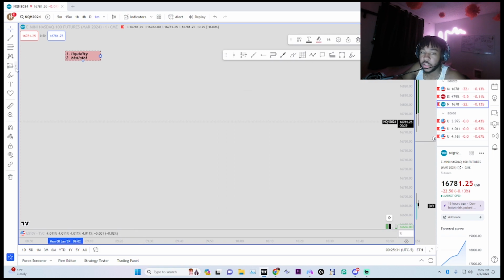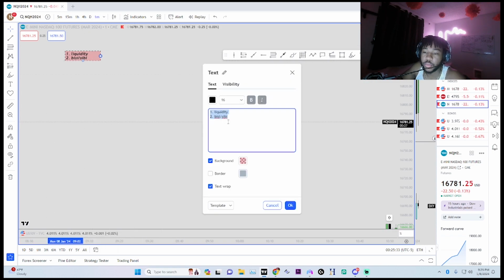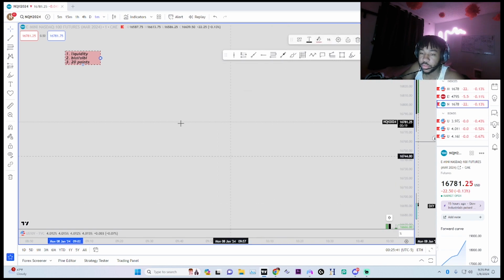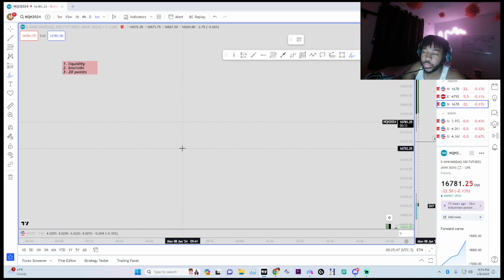What are two things that I look for? There's also one more thing, number three. This is for my future traders: 20 points. Regardless if it's a macro, this is kind of a criteria that I look for. Macros are not really large runs from what I've seen, but it's usually a spool on liquidity.